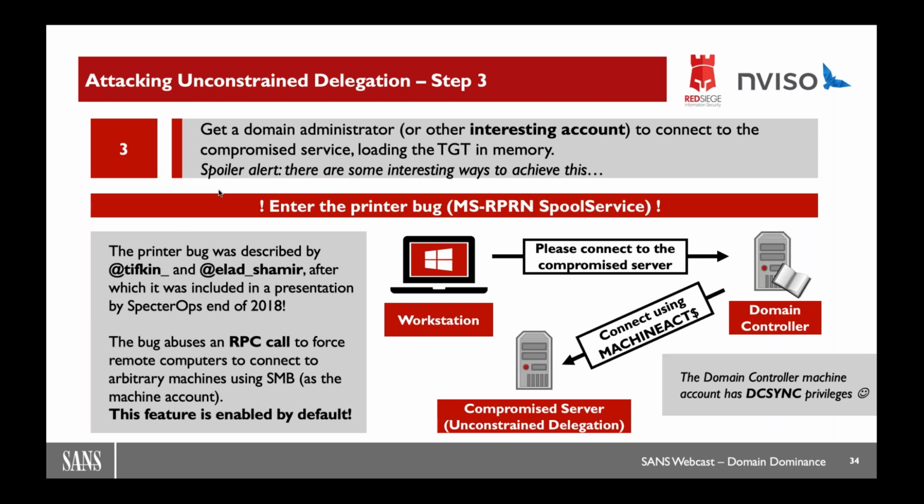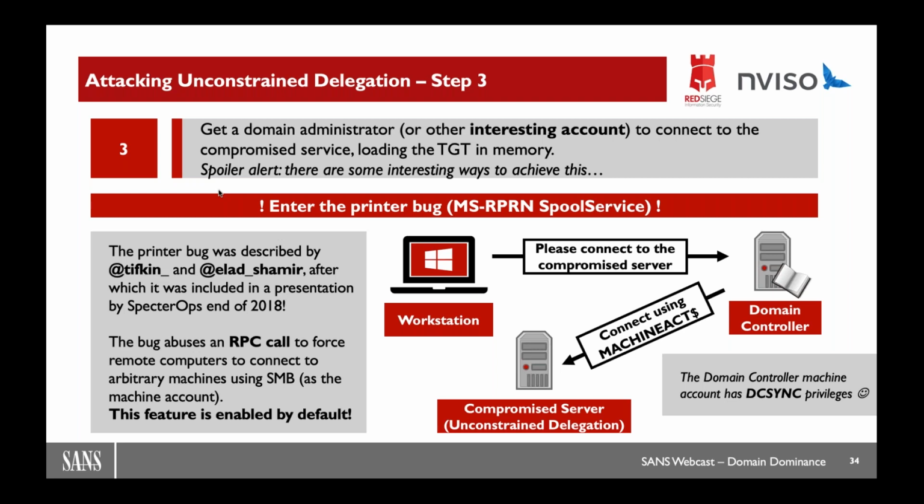Why? Because next up, you can then connect to that system and you can force an interesting account to connect. And here, Elad Shamir and Tifkin, they presented a very impressive attack strategy where they found out that by combining another vulnerability, they can force a domain controller to connect to such a system. Consider the following. I compromise a server, Windows 01, for example, which has unconstrained delegation. That's all I have in the domain. This server has nothing interesting, right? There's no interesting data. There's no credentials in memory. So I'm a bit stuck.